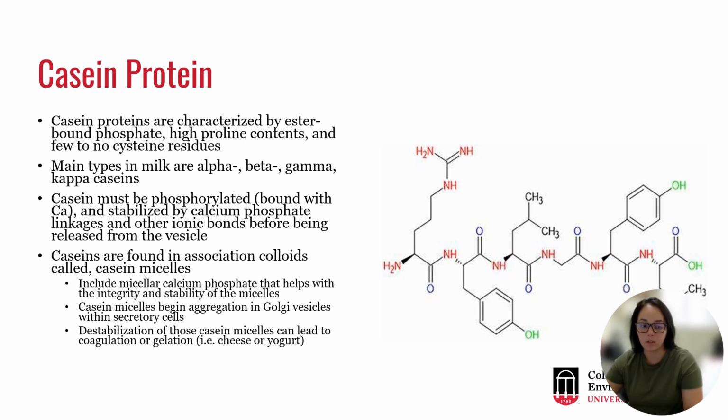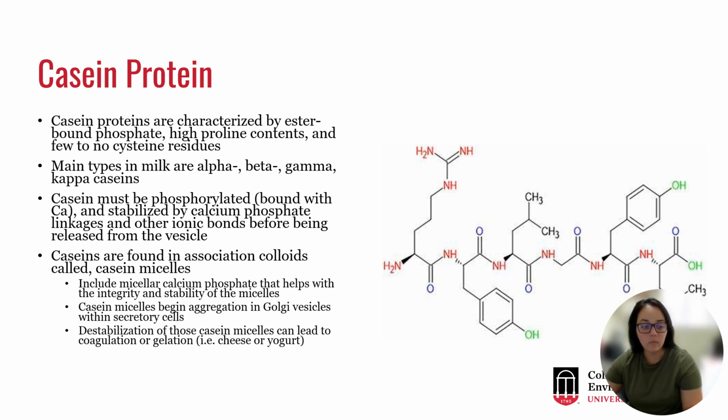Some of the main types of casein protein that we find in milk are alpha, beta, gamma, or the kappa caseins. And the caseins have to be phosphorylated, so bound with calcium, and stabilized by the calcium phosphate linkages and other ionic bonds before being released from the vesicles.